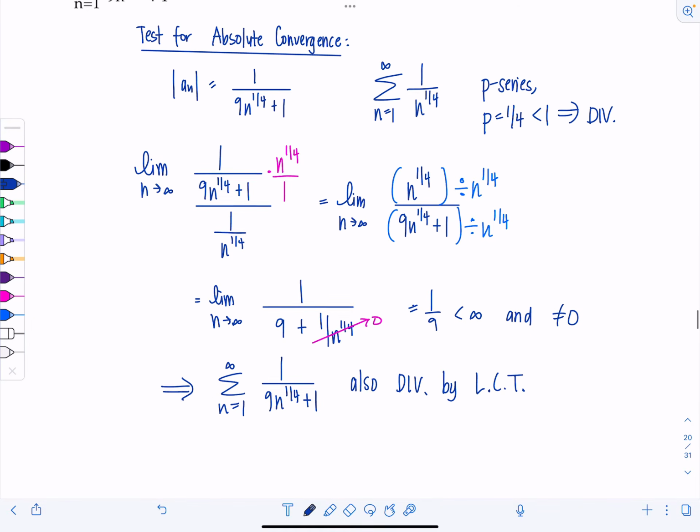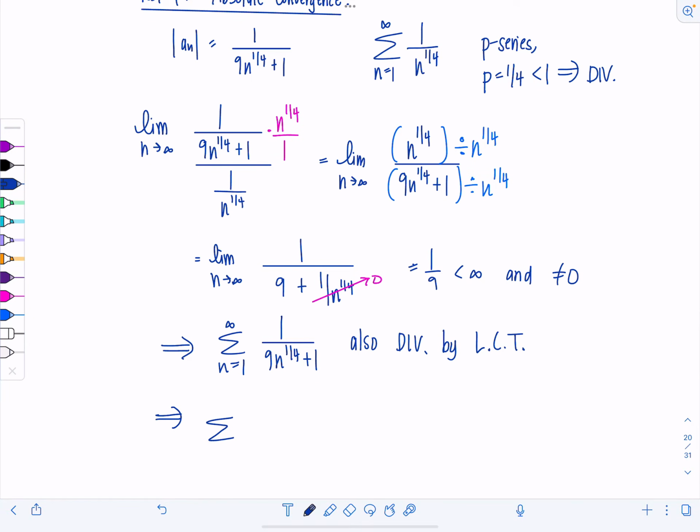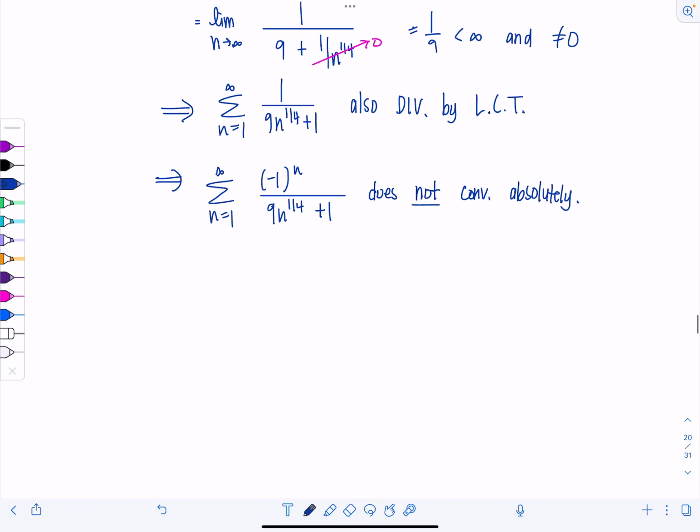So that means the original, what was the original? The sum n equals 1 to infinity, negative 1 to the n over 9n to the 1/4 plus 1, does not converge absolutely. So sad. But does it converge conditionally? It could. So now we can test for conditional convergence.